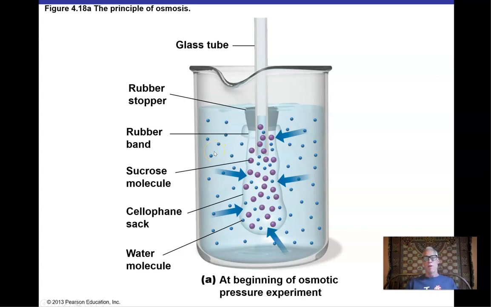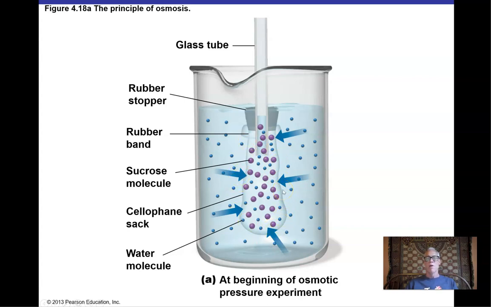Here's a little setup to illustrate osmosis happening. Here we have a beaker of water. Little blue dots are just water molecules. And here's a membrane that's been wrapped around this little rod to get something to hold on to it with, and so it's sealed up in there. Inside that membrane, in this case, it's cellulose. Cellophane is like a type of cellulose membrane. And inside there is some sucrose, which is just a disaccharide, two sugar molecules bonded together. And the sucrose cannot cross the membrane. It's too large to fit through the microscopic pores that exist in the cellulose.